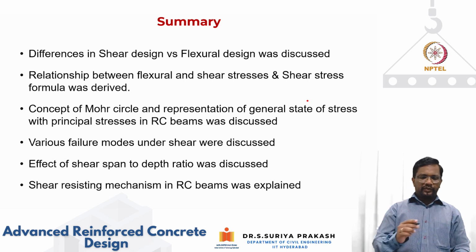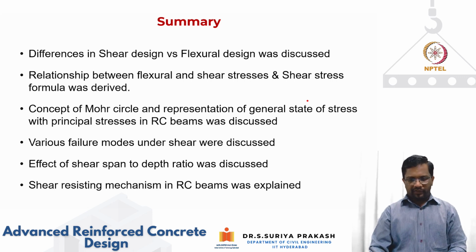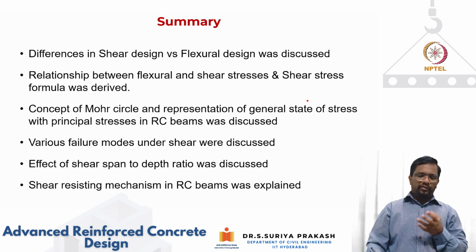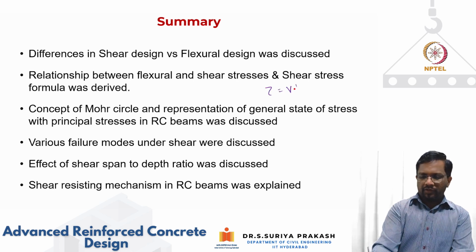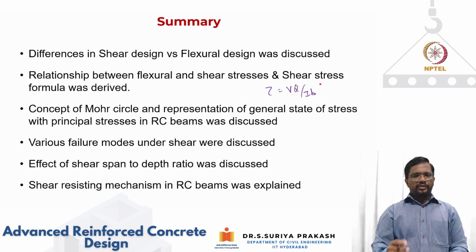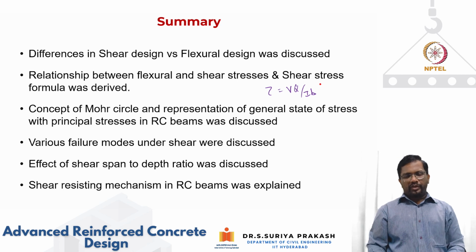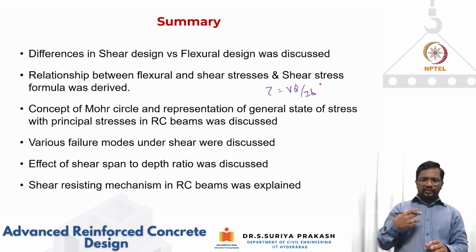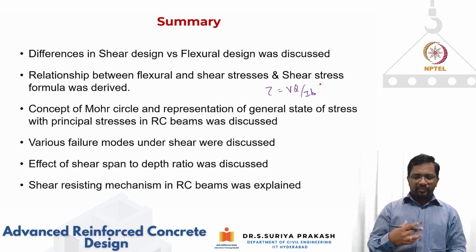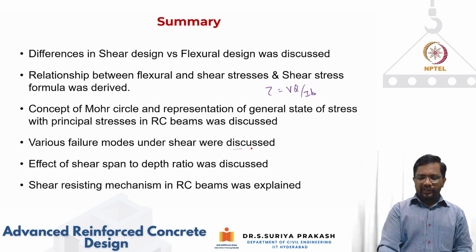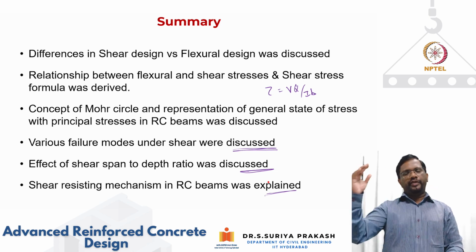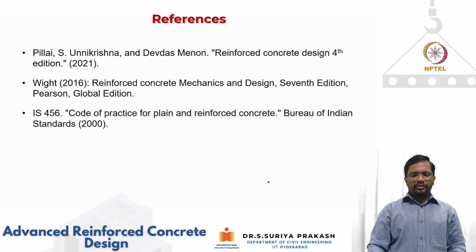Okay, so let's summarize what we have discussed. We have discussed the differences between shear design and flexural design, and the relationship between flexural and shear stresses. We also derived the shear formula, which is tau is equal to VQ by IB. Then we discussed the concept of Mohr circle. Why is Mohr circle used? Because we can convert a general stress state into principal stresses, which is easy for me to compare with material strength properties. Then we also discussed various failure modes, the effect of shear span to depth ratio, and finally the different internal resisting shear mechanisms and how they vary with respect to applied load, right?